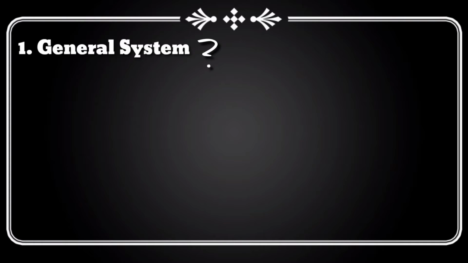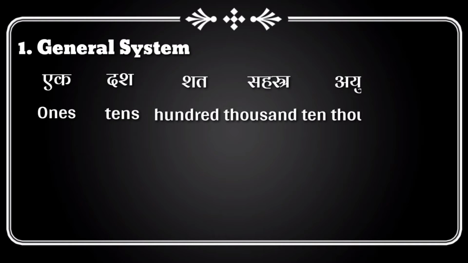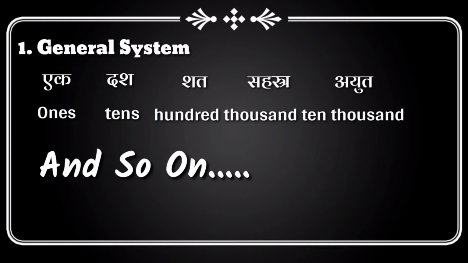The first, that is one's place value, the name is Eka, and second one, tens, that is Dasha, and Shata, and Sahasra, and Ayuta, and Laksha, Prayuta, Koti, Arbuda, Abja, Kharba, Nikharba, Mahapadma, Shanku, and so on. This is a very basic system of numeration.